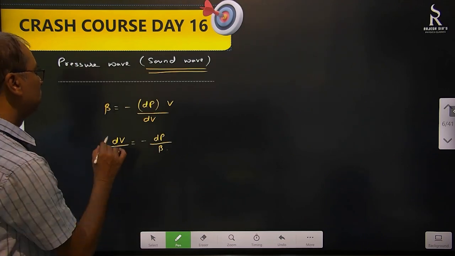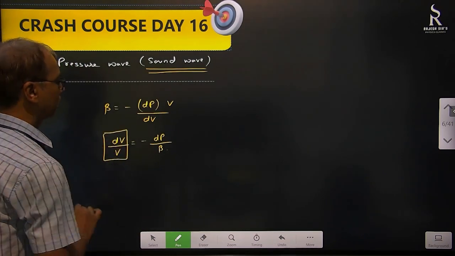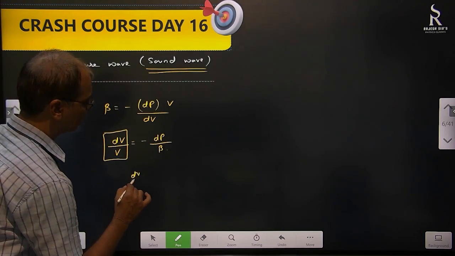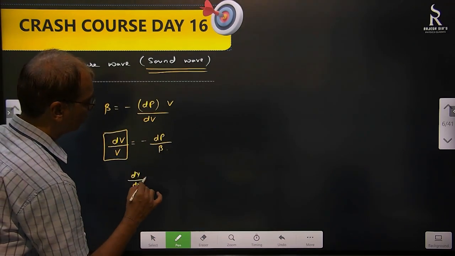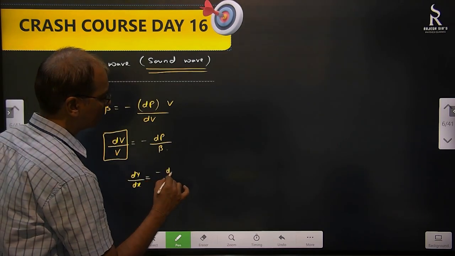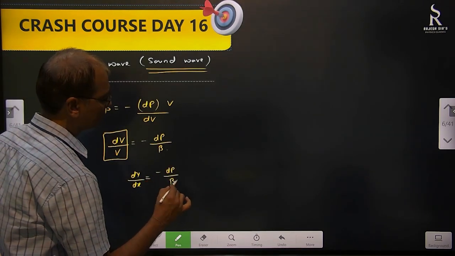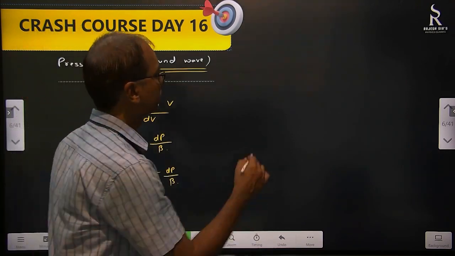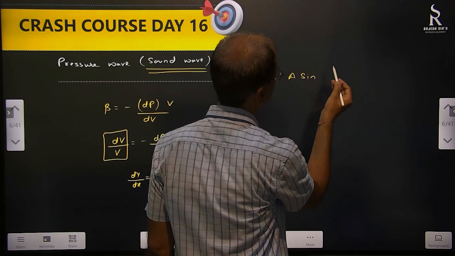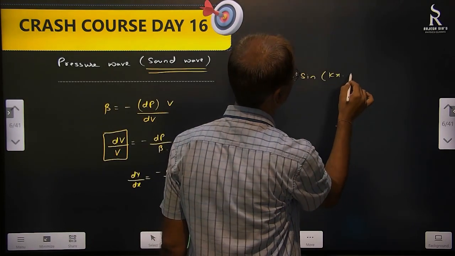Okay, so this dV by V comes out to be dy by dx of the displacement wave, and that is equal to minus dP by beta. And what is the displacement wave? We have seen it as something like a sin(omega t minus kx) or (kx minus omega t). You can write anything.